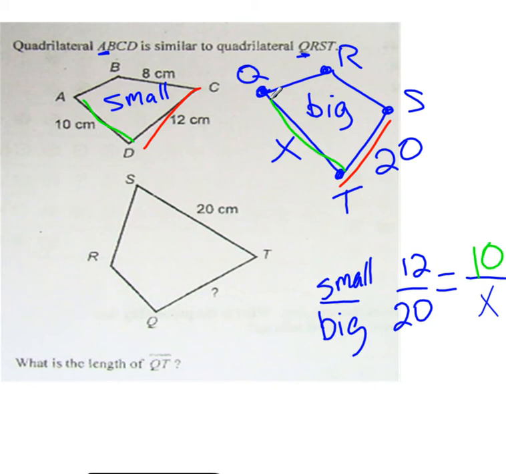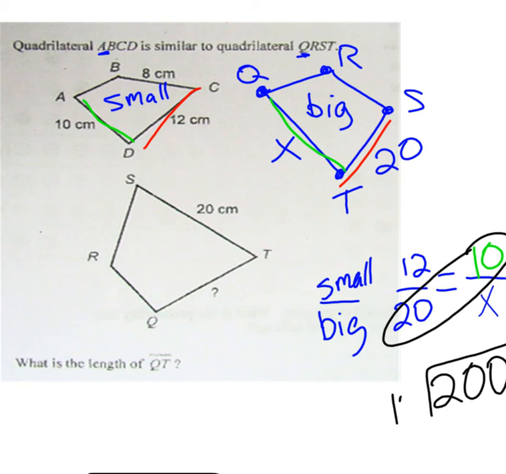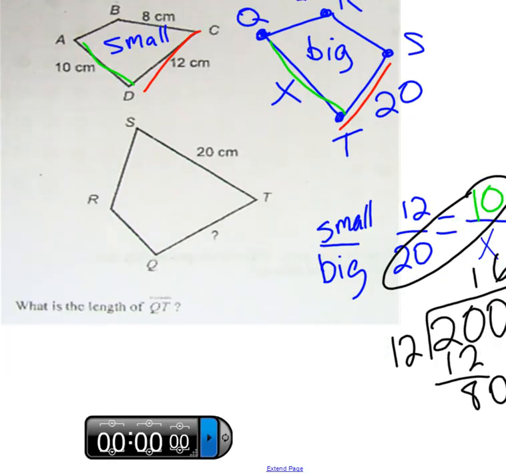How do we solve it? We cross multiply. 20 times 10 is 200. Divided by 12. Well, 12 goes into 20 one time. 12 goes into 80 6 times. So that's 72. So that 8's just going to keep repeating. So we get 16.6 repeating.